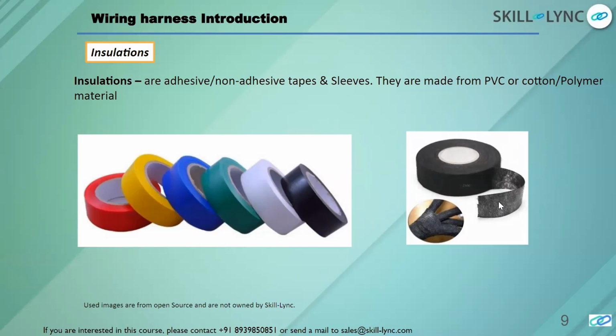You can get it with PVC material, which you can generally see in household applications also. Further, you can see this cotton material, cotton PVC materials or cotton insulations. These are basically used in areas where there is more heat. So to protect your wires from heat, we are going to use this kind of cotton insulation materials.